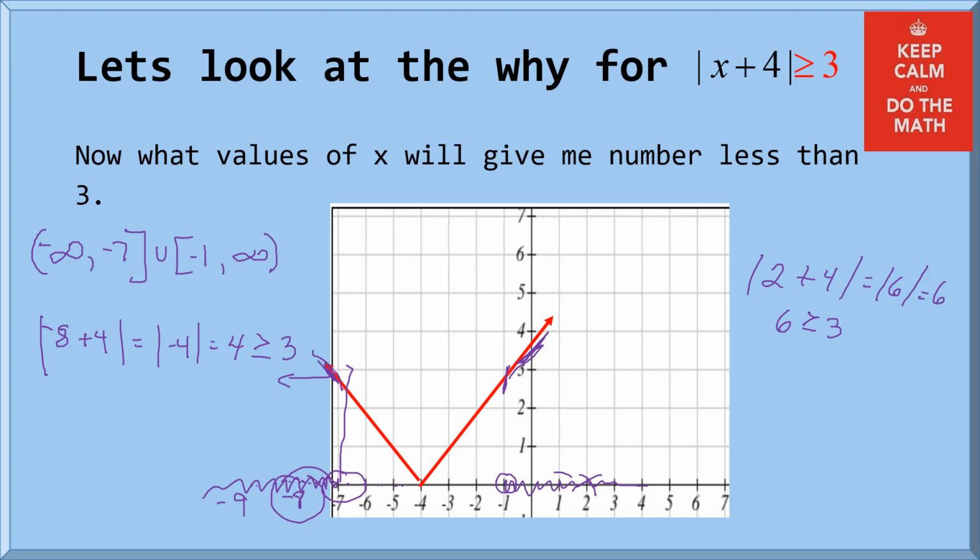So again, I have two separate inequalities. It could be anything to the left of -7 or to the right of -1. And again, I'll double check the middle doesn't work by taking -3. If I take -3 for x and plug it in, the absolute value of -3 plus 4 is equal to the absolute value of 1, which is 1, and 1 is not greater than or equal to 3, which is our original statement up here at the top. So it's clear that it has to be two intervals: below -7 and above -1.